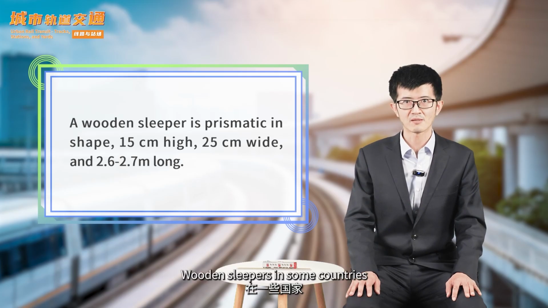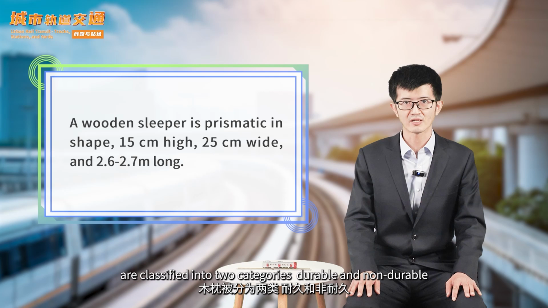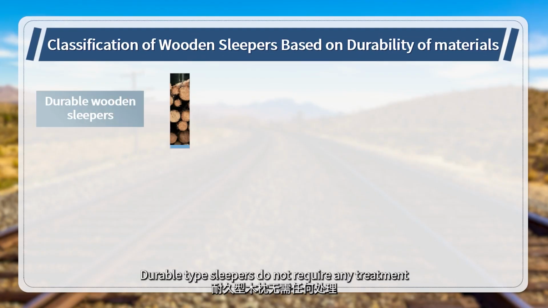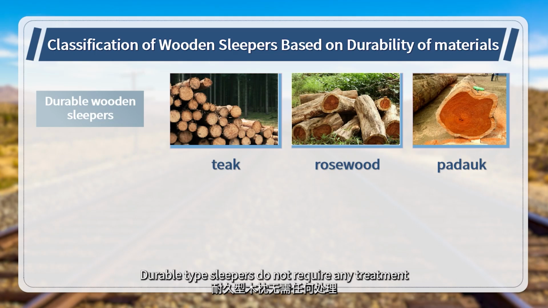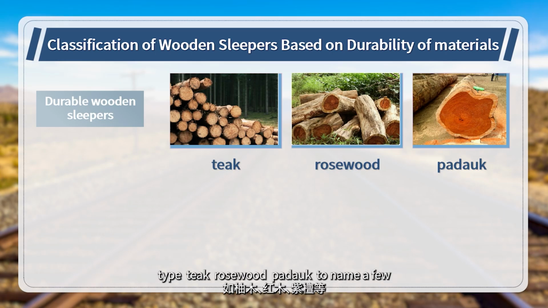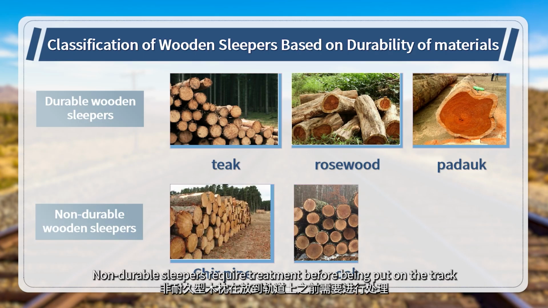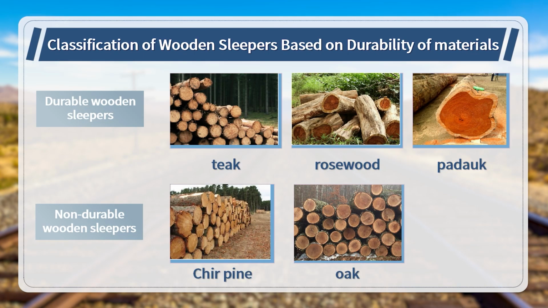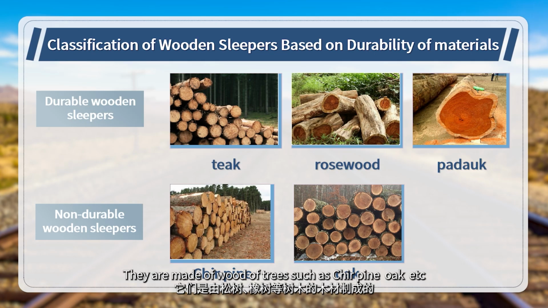Wooden sleepers in some countries are classified into two categories, durable and non-durable. Durable type sleepers do not require any treatment and can be laid directly on the track. Sleepers produced from some timbers are classified as a durable type, such as teak, rosewood, and burdock, to name a few. Non-durable sleepers require treatment before being put on the track. They are made of wood from trees such as pine, oak, etc.